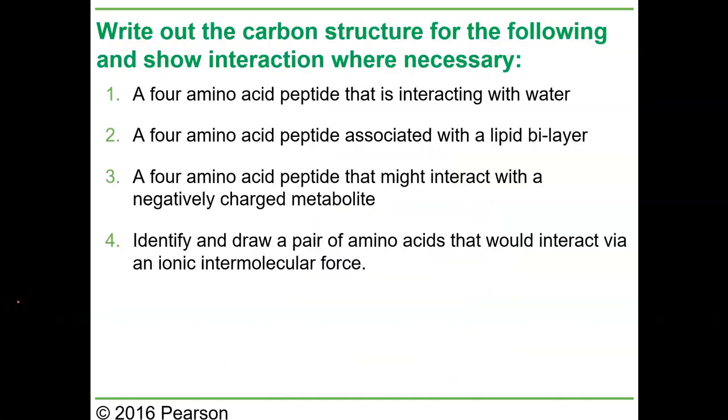I'd like you to write this out and post this in our Blackboard space. A couple of different things, 4 different types of peptides. A peptide that would interact with water, a 4 amino acid peptide that would be associated with a lipid bilayer, so more of a fatty type of peptide, a 4 amino acid peptide that might interact with a negatively charged metabolite or component, and identify and draw a pair of amino acids that would interact via an ionic intermolecular force. So 4 different peptides or groups, and post this in our Blackboard space as a little bit of practice working with these structures.